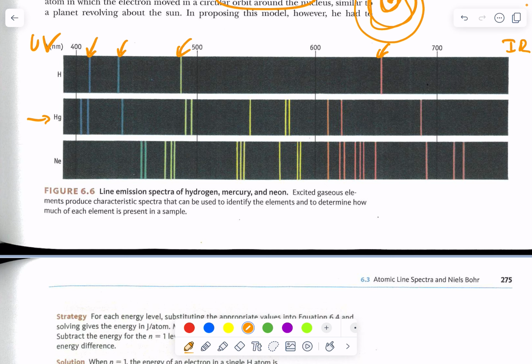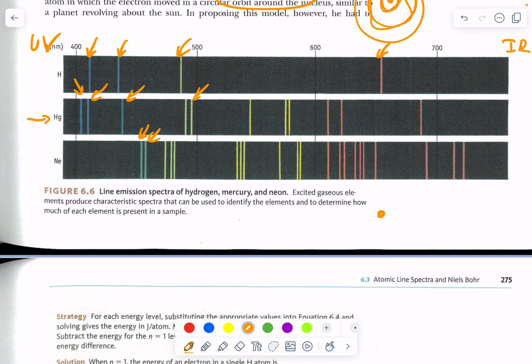Now, you might say, if all these spectral lines represent electrons falling back to the second energy level, why aren't the spectral lines the same for every element? Because every element has the same numbered energy levels of 1, 2, 3, 4, 5, etc. And the reason is those energy levels are in different places for different elements.